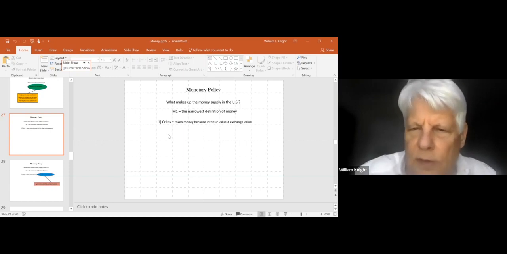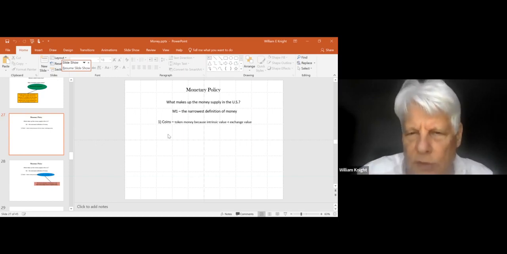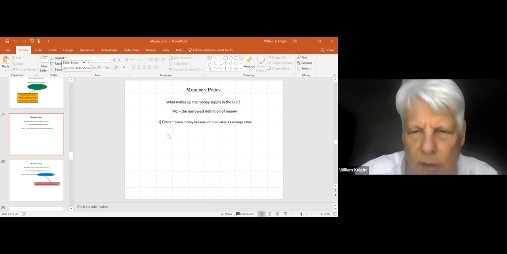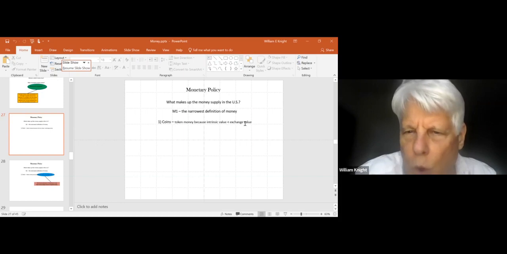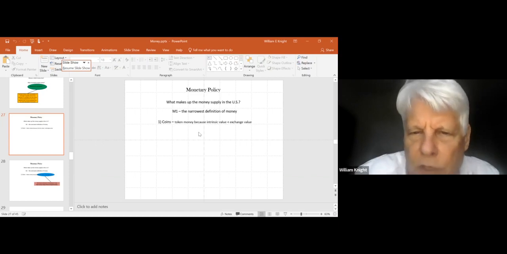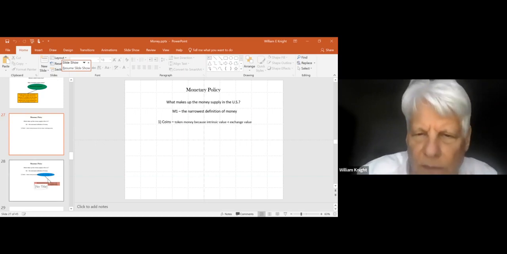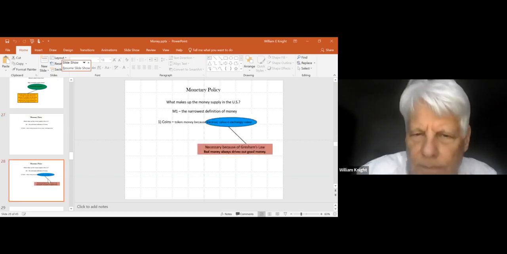That intrinsic value is less than their exchange value. What this means is that there is less than 10 cents worth of material in a dime. There is less than 25 cents worth of material in a quarter. There is less than 5 cents worth of material in a nickel. They are only tokens. They only represent value. They don't really have much value themselves. They're just tokens.